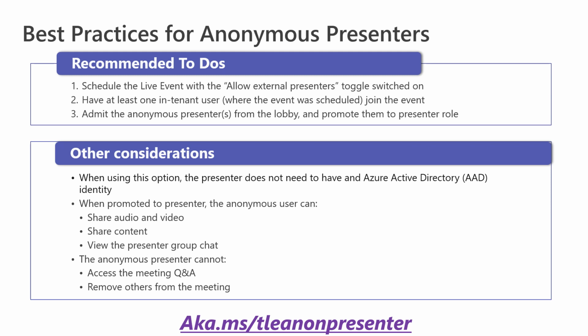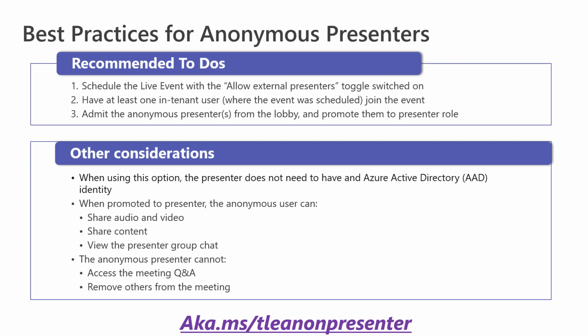Essentially what would happen is the anonymous presenter would land inside of our Teams lobby, and then I would have to look at who's in the lobby and decide whether I want to admit them. If I do admit them, I would then need to promote them to the presenter role. With this option, the cool thing is your presenter doesn't have to have an Azure Active Directory or AAD identity. They don't even have to have a Teams account. They don't even have to have ever used Teams before in their life. You can just simply invite them.